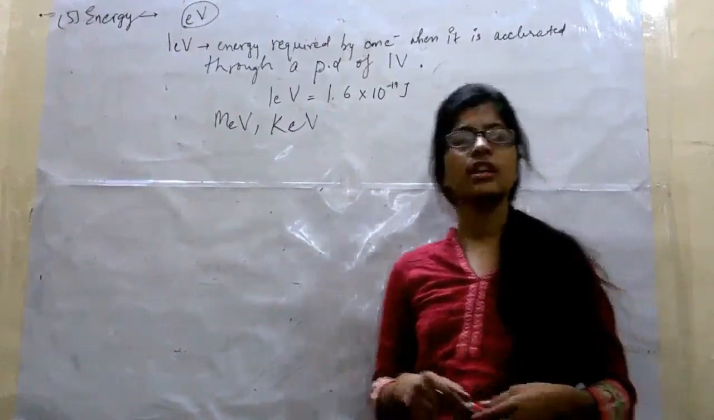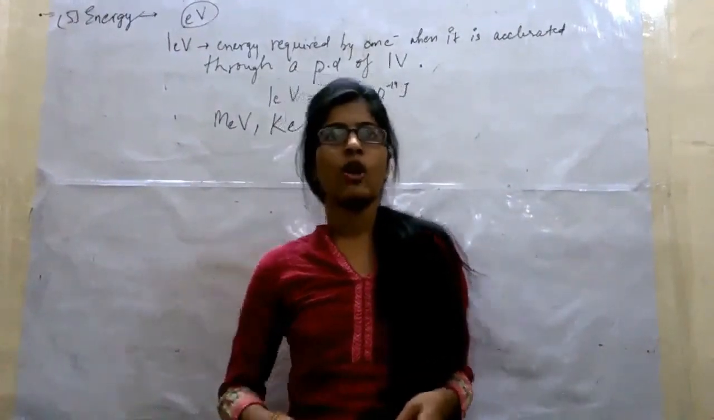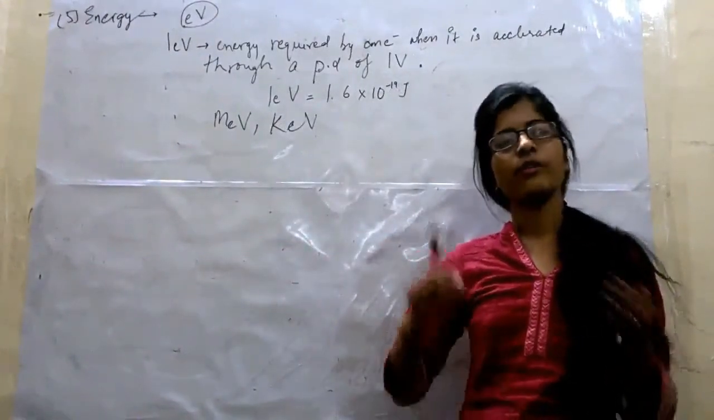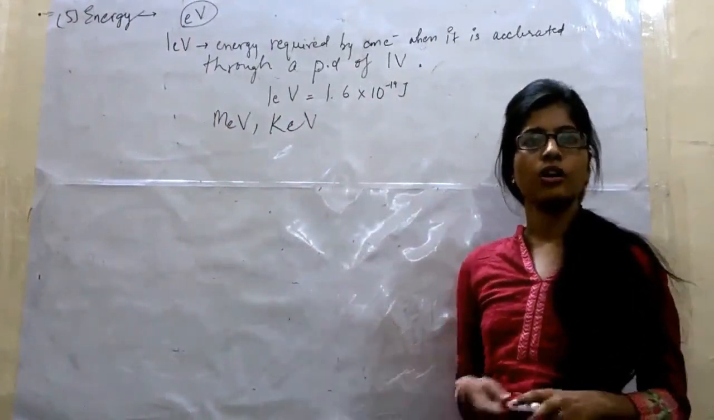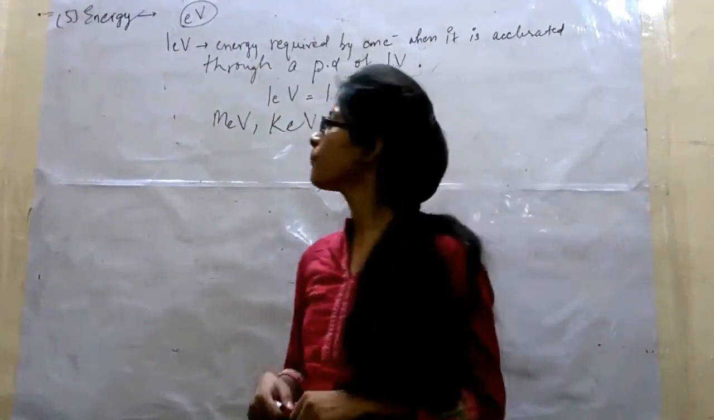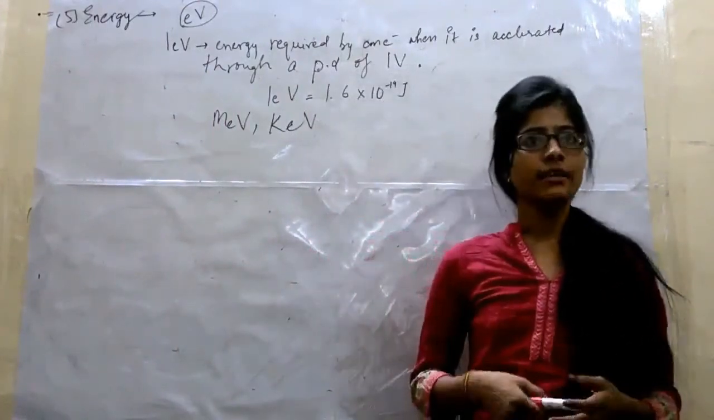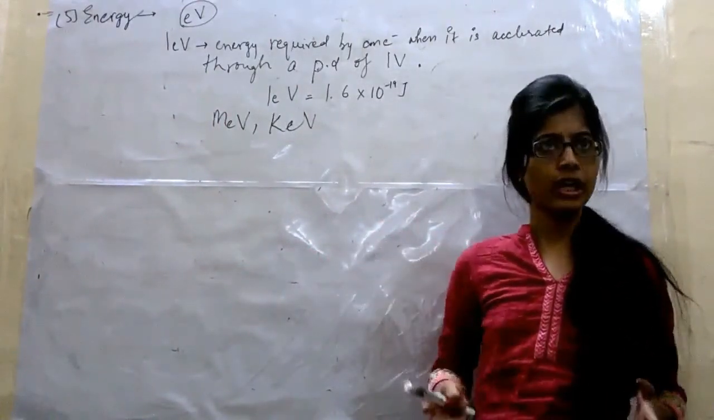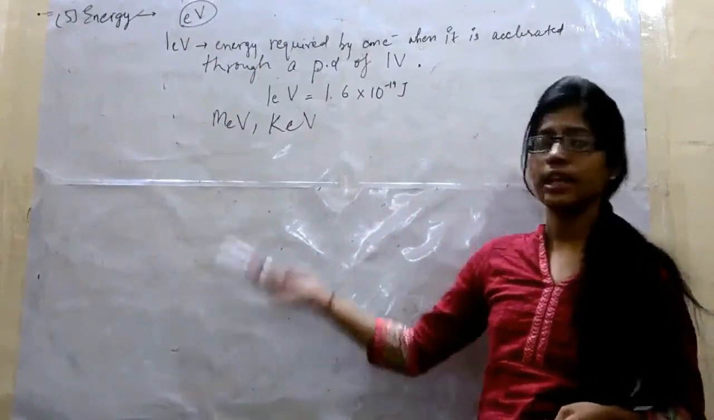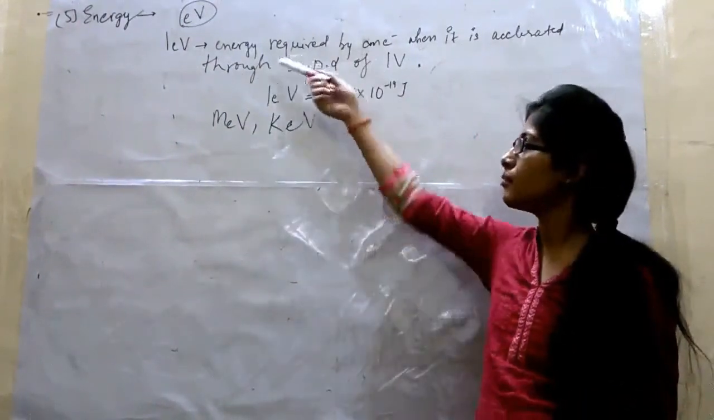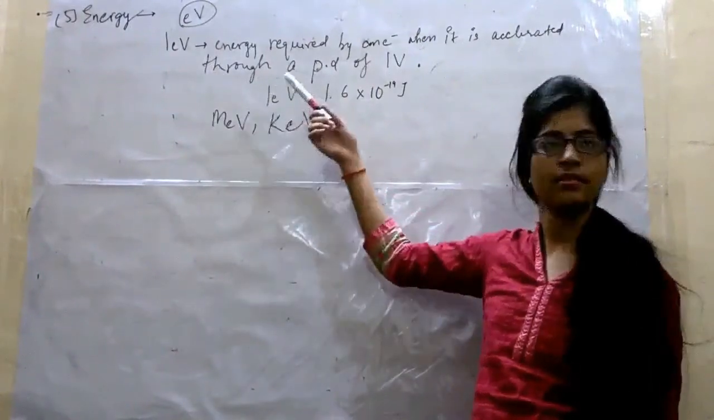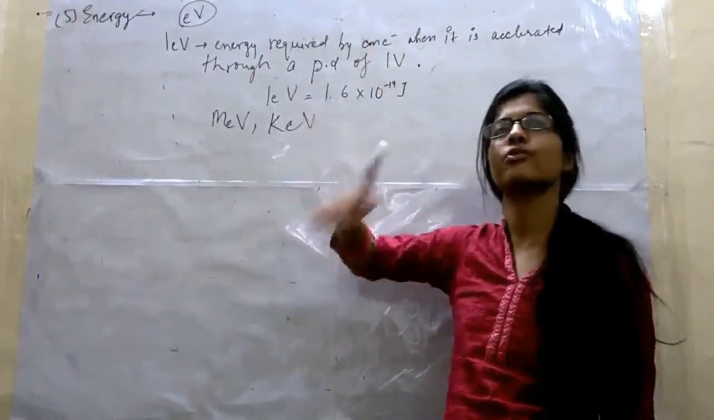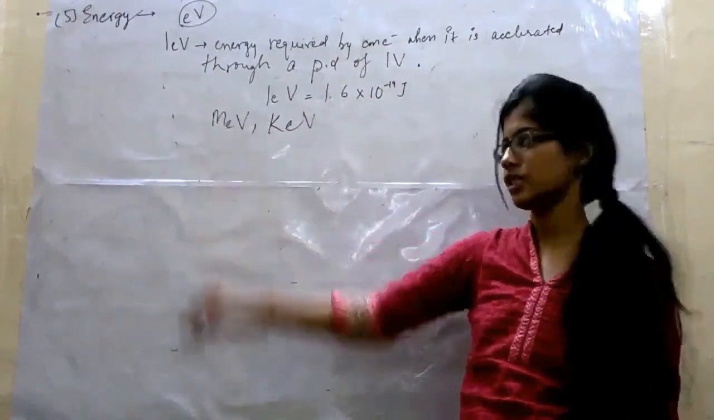The next one was size. We got the radius from where we estimated the size of the nucleus, R equal to R naught A raised to 1 by 3. The other one was density. Density remains constant for every nucleus. And the last one, energy, is measured in the basic unit of electron volts. And for higher order energies, mega electron volt, kilo electron volt, giga electron volt, and further energy terms are used.